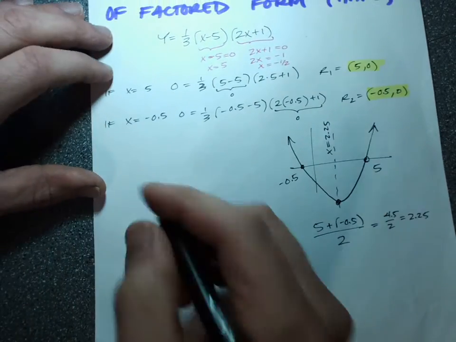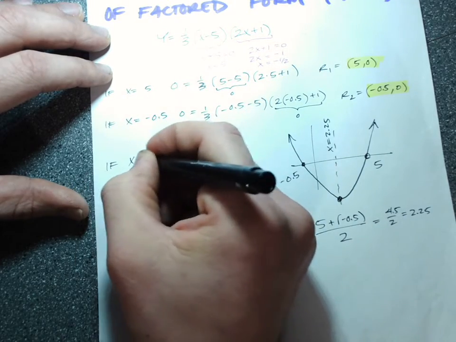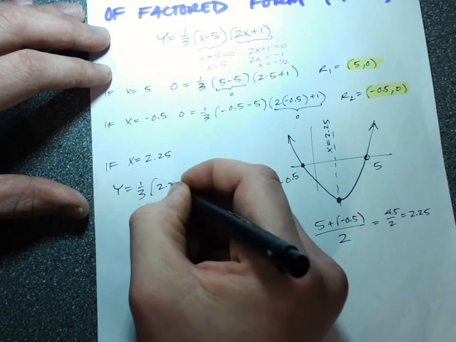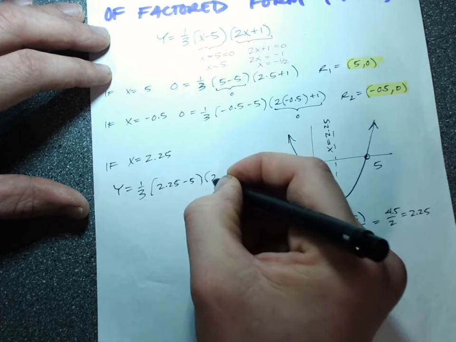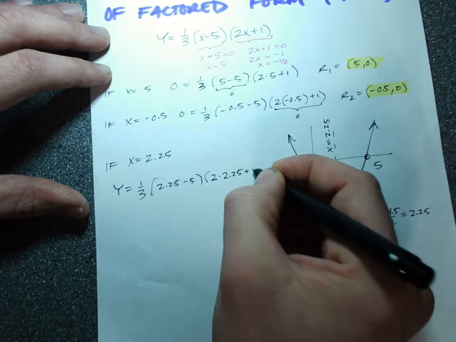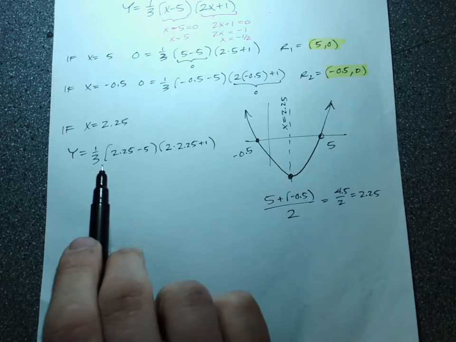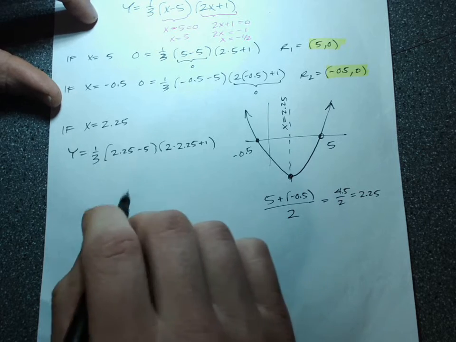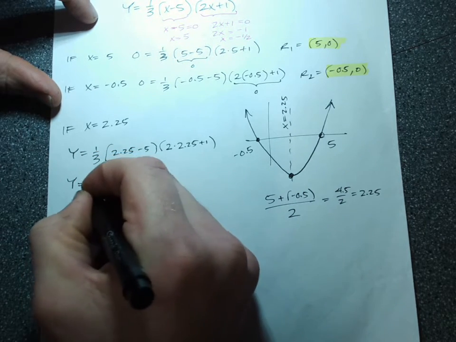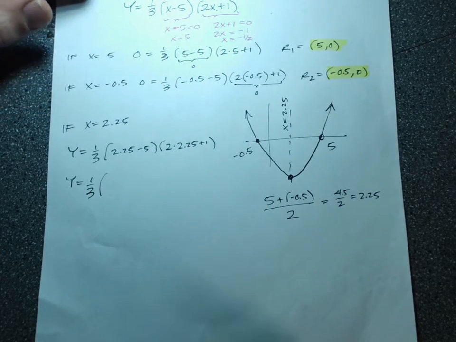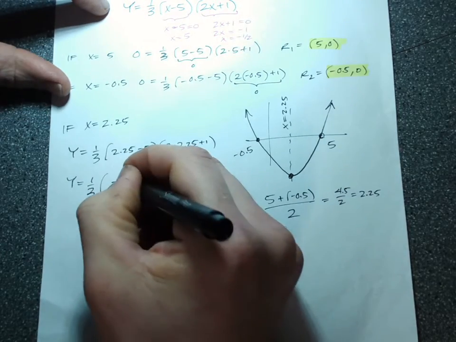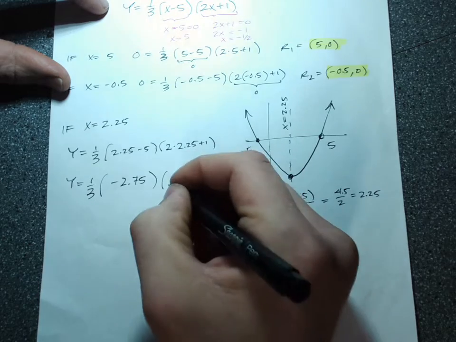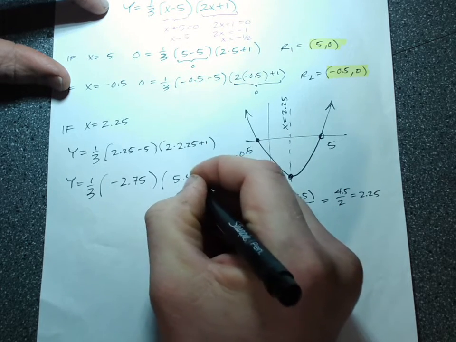Now, if we want to find y, we have to plug in x equals 2.25, and y equals 1/3 times (2.25 minus 5) times (2 times 2.25 plus 1). If this is a calculator problem, you can just calculate that number. If it is not a calculator problem, then we have to do a little bit more work, which I'll go through the trouble of taking that route. So 2.25 minus 5 is negative 2.75. And then 2 times 2.25 is 4.5, and 5.5 when we add 1.